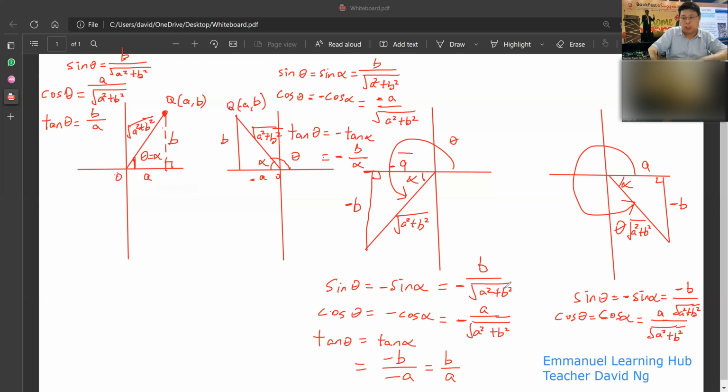Okay, understand now this logic. Tangent theta is negative tangent alpha. What is tangent alpha? B over A. So negative B over A. Clear? Any question? No. Okay, this is the trigonometric ratio.